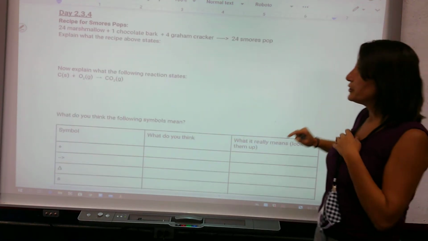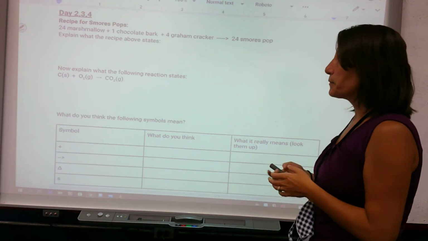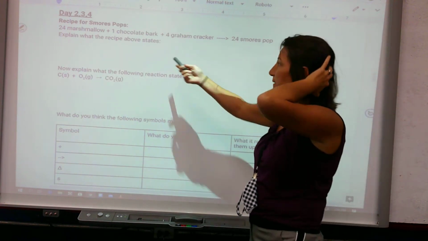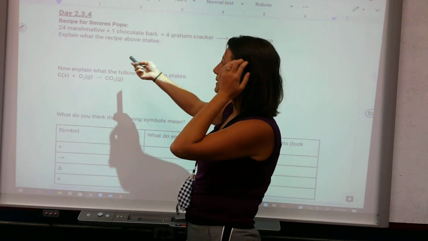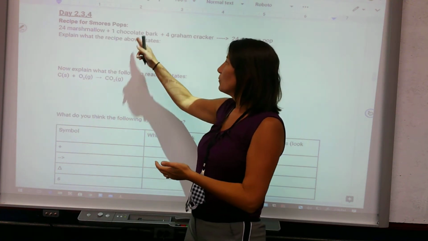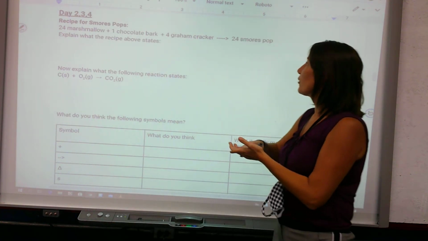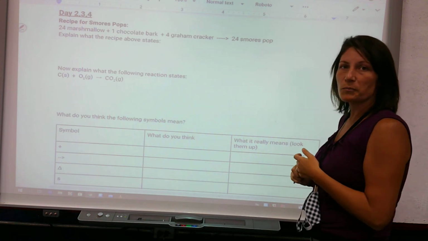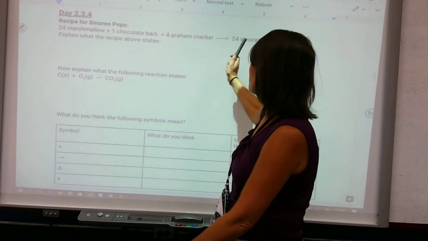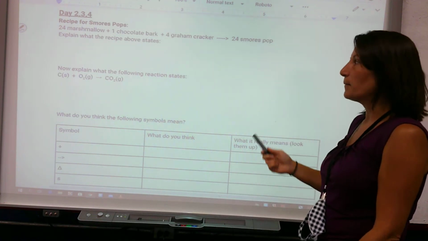Alright, now on day 2, in the past, we would do s'mores pops. And we would make these s'mores pops. Now, explain what the recipe above is stating. What the recipe is stating is that you have to have 24 marshmallows, 1 chocolate bar, and 4 graham crackers in order to make 24 s'mores pops. Okay, if I have 12 marshmallows, I'm not going to make 24 normal sized s'mores pops.